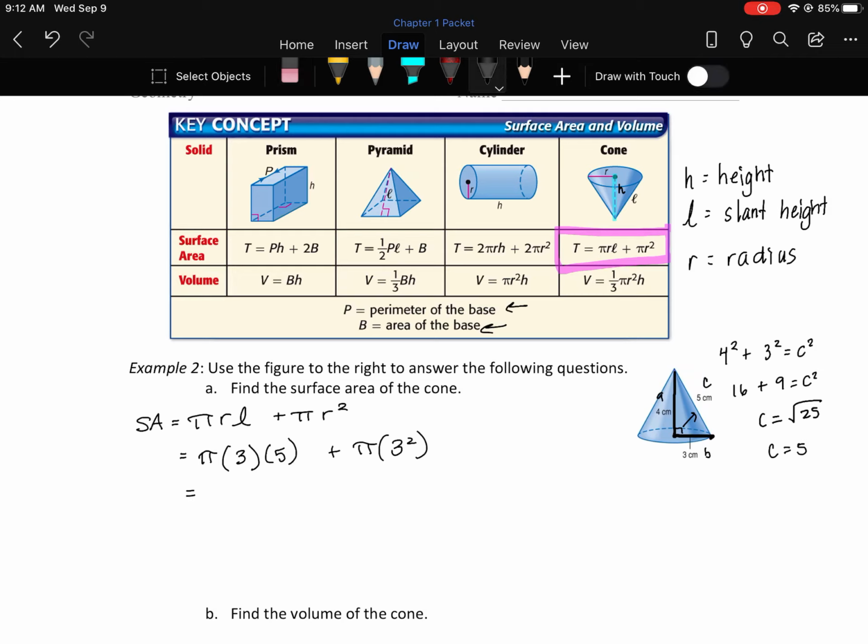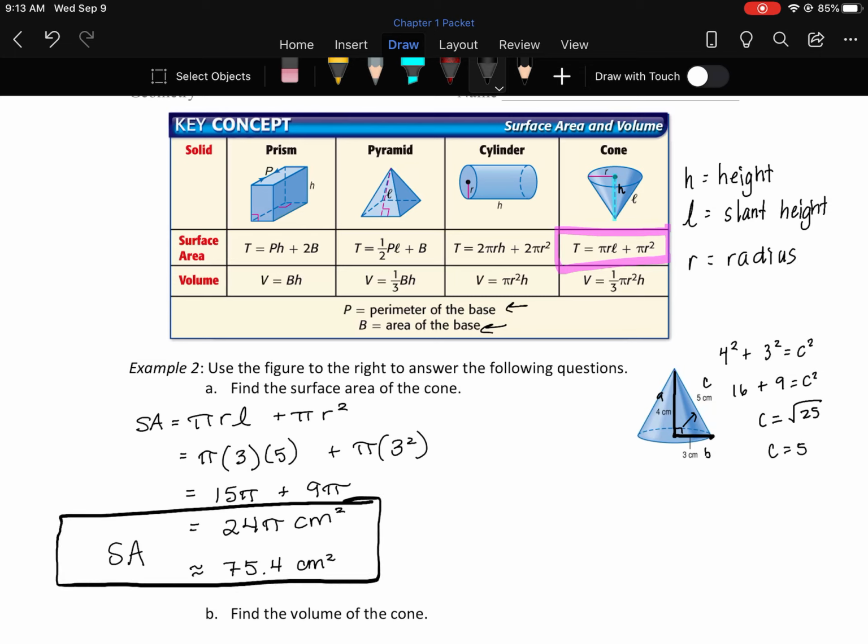All right, so down here, all we have to do is just multiply everything. So we would have 15 pi plus 9 pi, okay, which if we wanted an exact answer, it would be 24 pi centimeters. It is area, so we do squared. Or if we multiplied those, we would get approximately 75.4 centimeters squared. Okay, so either one, exact or our estimate for surface area.